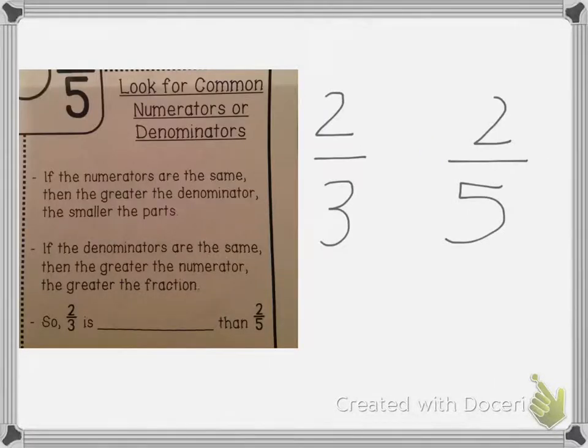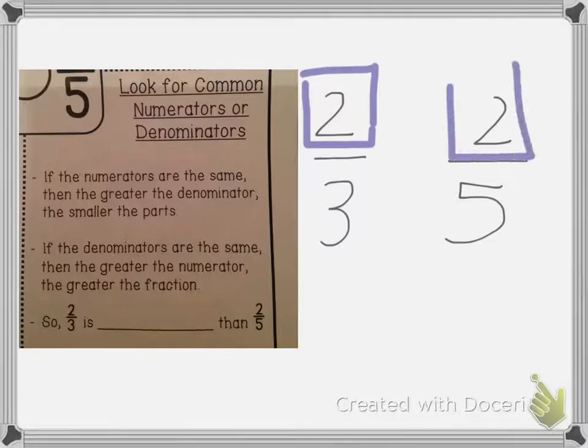We can also look and see if the fractions have common numerators or denominators. So with these two fractions, we can see that the numerators are the same. They both have a 2 as the numerator. And when the numerators are the same, the greater the denominator, the smaller the parts. That means that if I am sharing something with 3 people, then my parts are bigger than if I have to share with 5 people. The more pieces you're dividing your whole into, the smaller each piece gets.